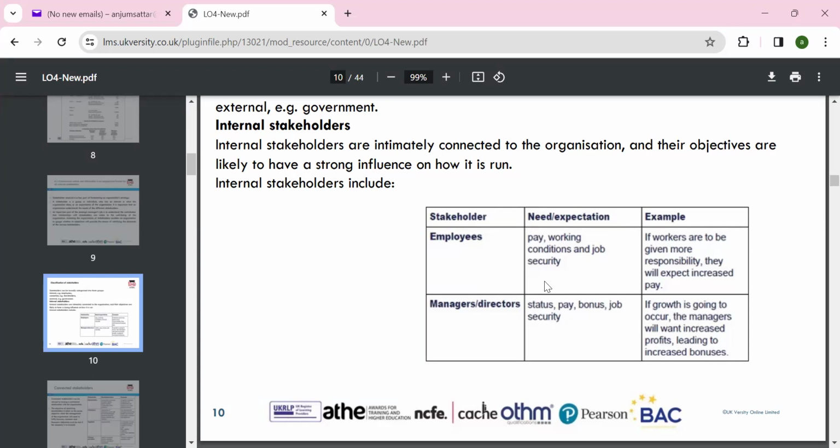So managers and the directors, status, pay, bonus, job security, that's really their expectation. If the growth is going to occur, the managers will want to increase their profit, leading to the increased bonus.